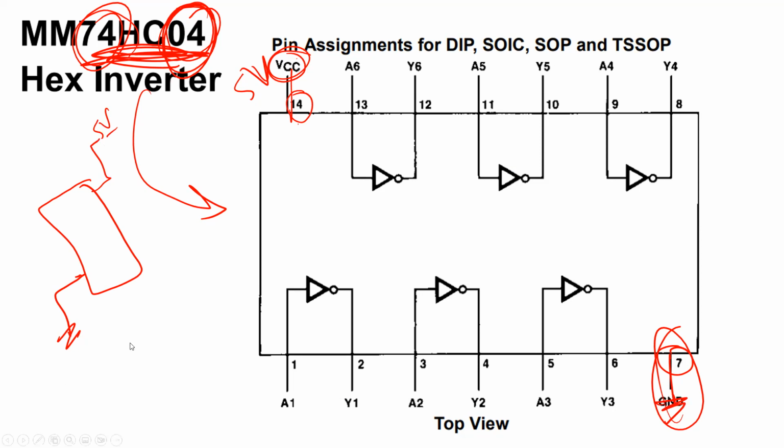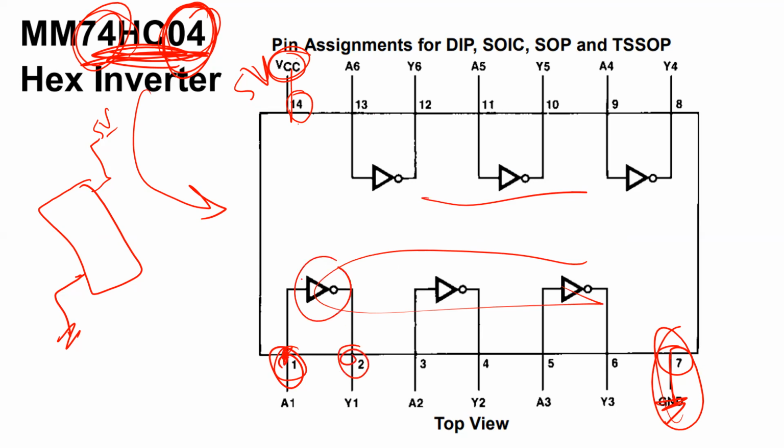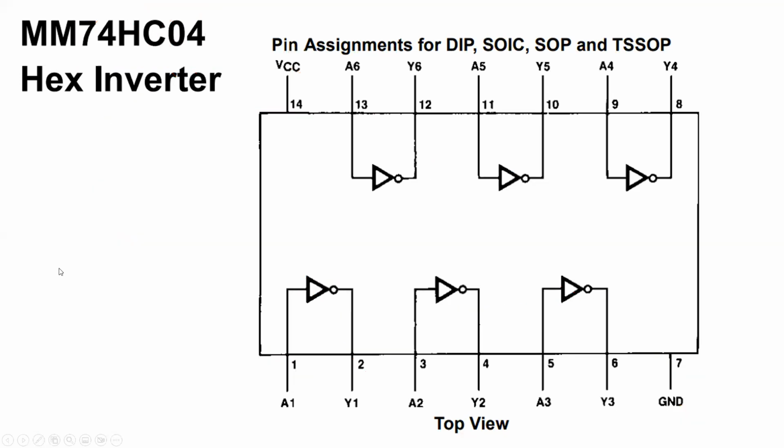After that, as you see here, this chip has 6 inverters. If you input from pin number 1, you get the output. You don't need to use all of them at the same time. In this lab we need only one, so you can use any one of them, it doesn't matter. For this chip, this is pin number 1, pin number 2, pin number 3, 4 until 7, and this is 8, 9, 10, and so on.